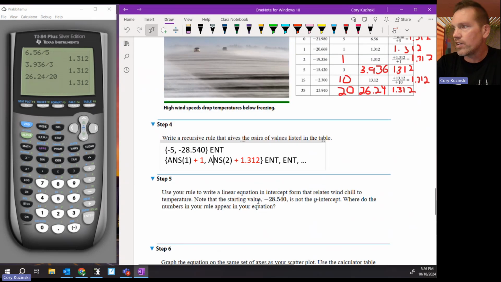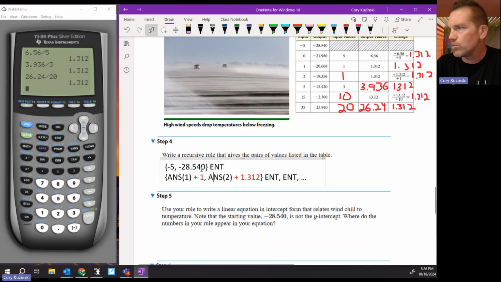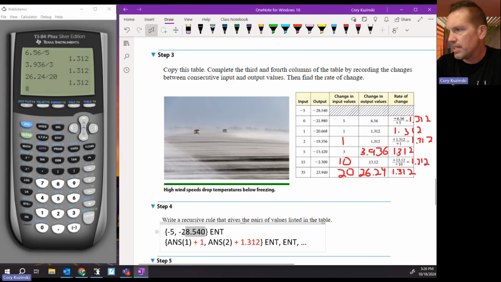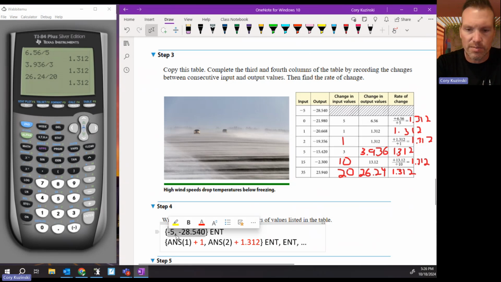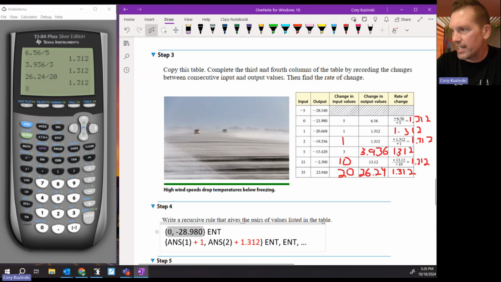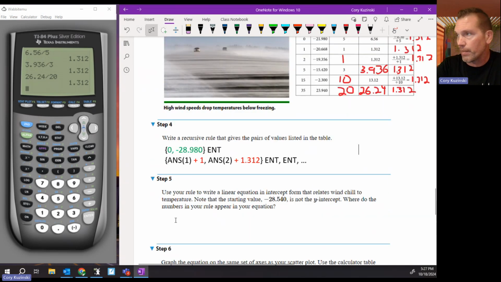Use your rule to write a linear equation. Maybe they do want me to put 0 in here. So maybe we will put 0 and -28.980. Because if I'm using the recursive rule, I need to use the y value when x is 0, the wind chill in degrees Fahrenheit when the temperature is 0. It's the only way I'm going to be able to do it.